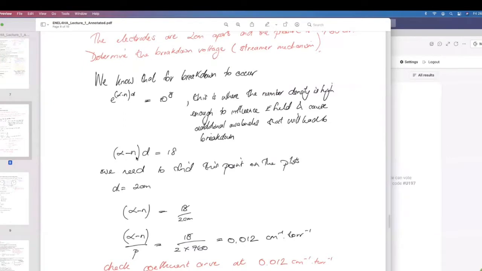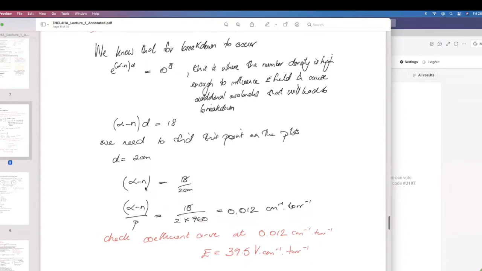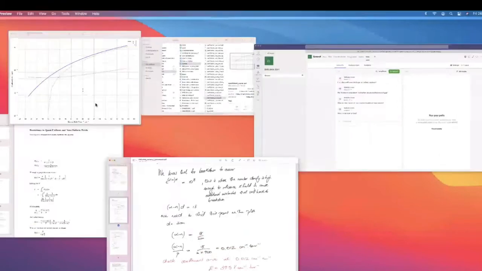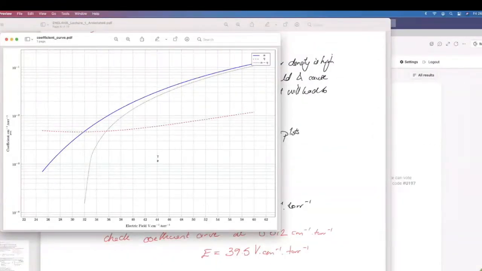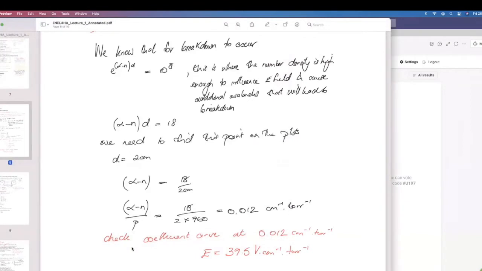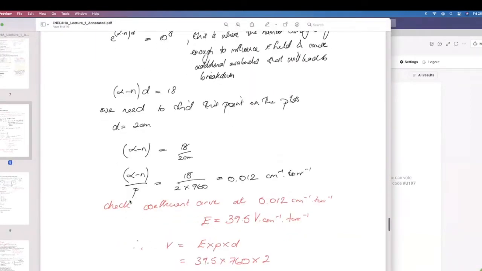Right, so if we reduce it further, alpha minus eta d is equal to 18. So we need to find this point on the coefficient plots. We can rearrange the equation. Alpha minus eta is equal to 18 divided by 2. Just be careful of the unit there. Your coefficients have the same unit, it's okay then. We need to account for pressure at 760 torr, and that gives us a value of 0.012 per centimeter per torr.